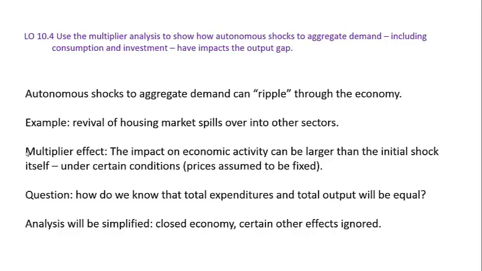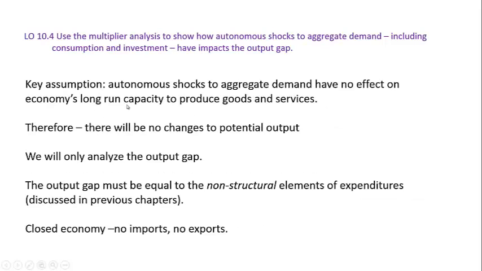In order to answer this question, we're going to do a very simple example. We're going to do a closed economy with no imports and no exports, and when we look at the elements of aggregate expenditures or aggregate demand, consumption, investment, and government expenditures, we're going to be ignoring some of the effects that we had learned in previous chapters. So we're going to keep this very simple. One of our key assumptions is that autonomous shocks to aggregate demand have no effect on the economy's long-run capacity to produce goods and services.